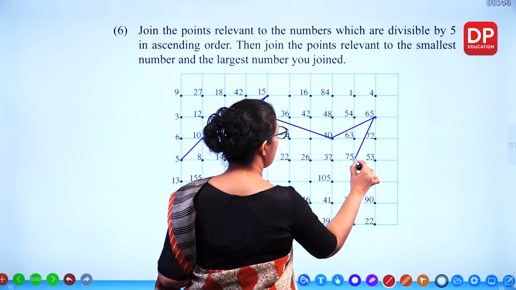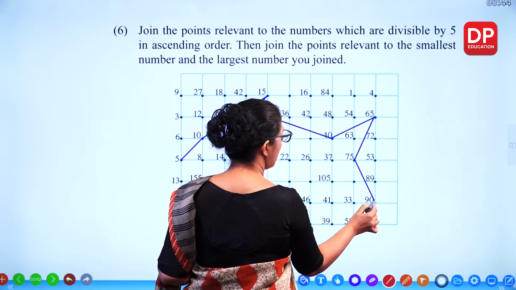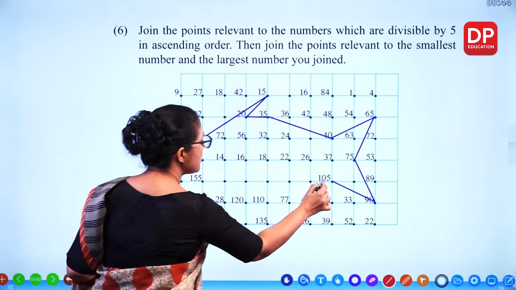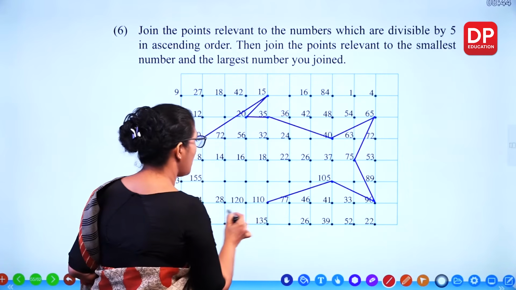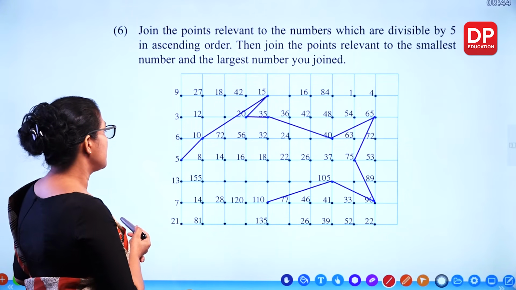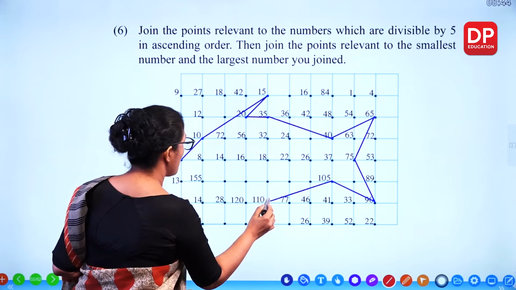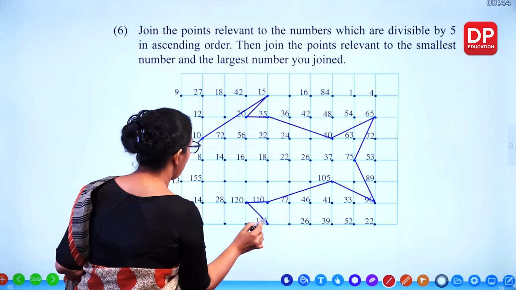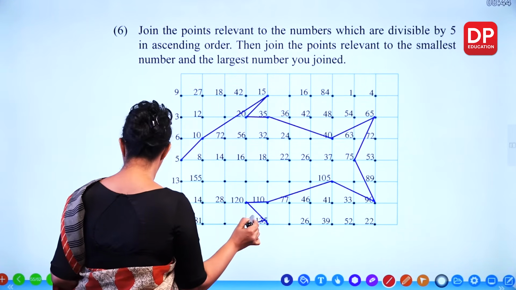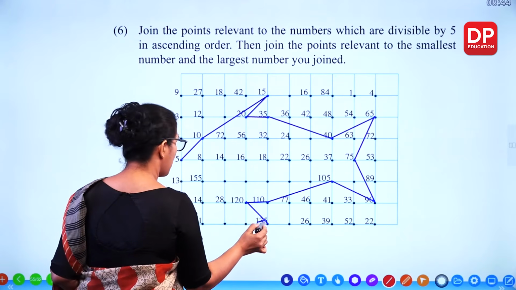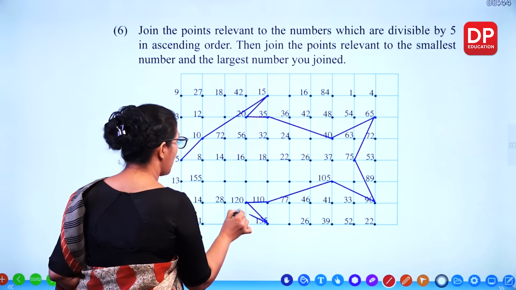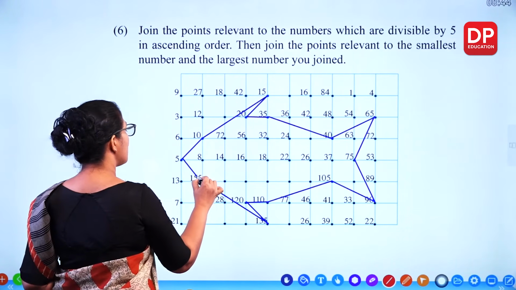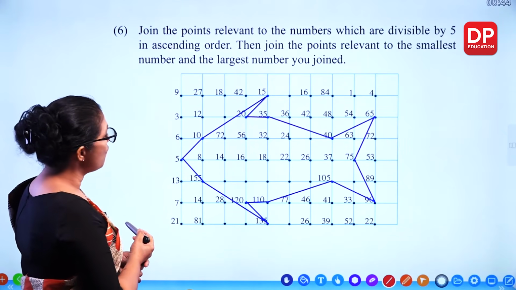Then 90, 105. And then you get 110. 110, 120. And then 135. And 100. Then 155. And then you can join the first and the last. So this is a fish.